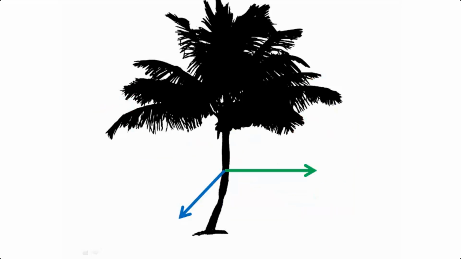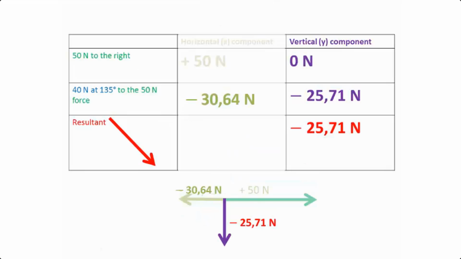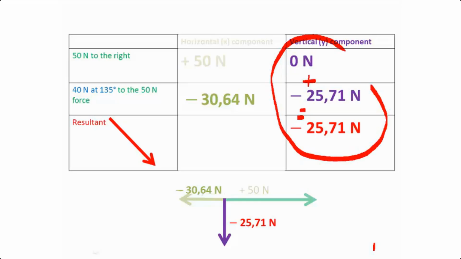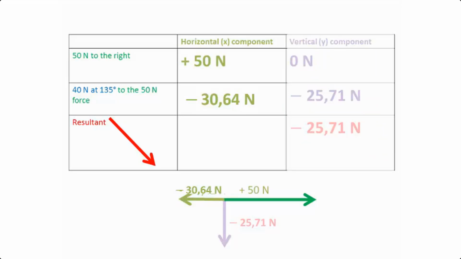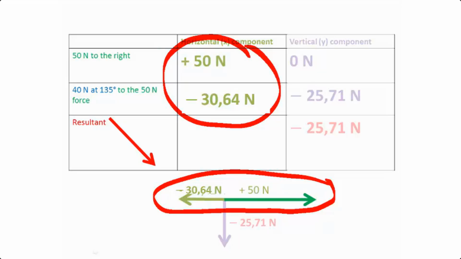So let's do that. So remember, we are trying to find the resultant acting on this tree. Let's begin vertically. 0 Newton plus minus 25,71 Newton is equal to minus 25,71 Newtons, of course. Notice these we can now add algebraically because they all lie on the same line, the vertical line, the y line. Now we get to the horizontal components. They also lie on a single line, and so we can add them algebraically.